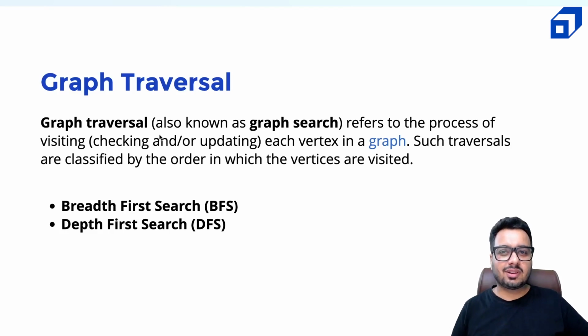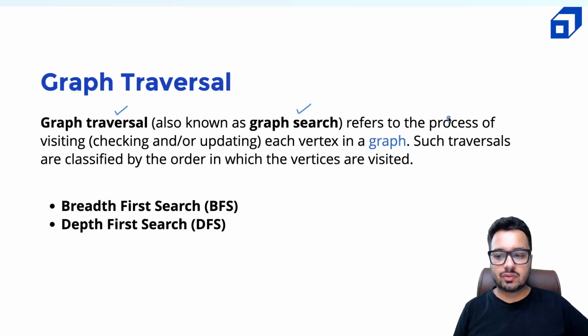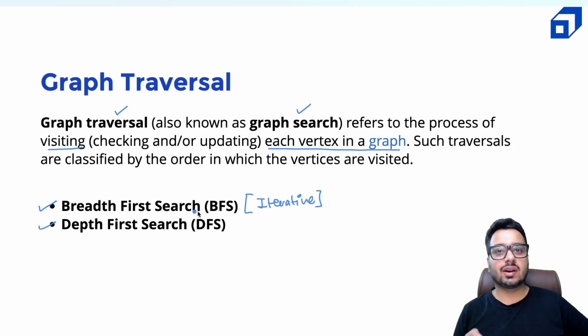So let us talk about graph traversal first. What is a graph traversal? Graph traversal, also known as graph search, is a process of visiting each vertex in a graph. Such traversals, as I told you, are classified into two types. One is BFS, which stands for breadth first search, and it is an iterative way to traverse the graph. And the second one is a recursive way called depth first search. In this tutorial, we'll focus on BFS and its applications.